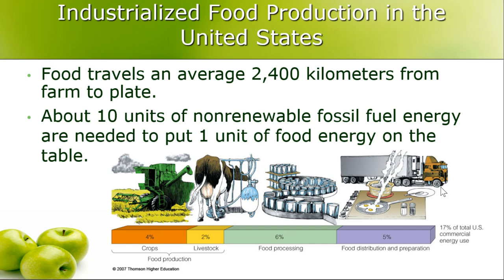In the United States, food will travel an average of 2,400 kilometers from farm to plate. And partly that's because we import lots of things from around the world. Because one of the things that we like to have here in the United States is access to everything that we want. And we can get that. And that's really great. And there's an environmental cost to it.